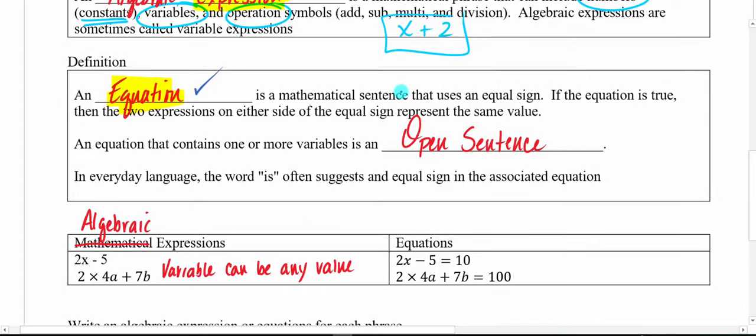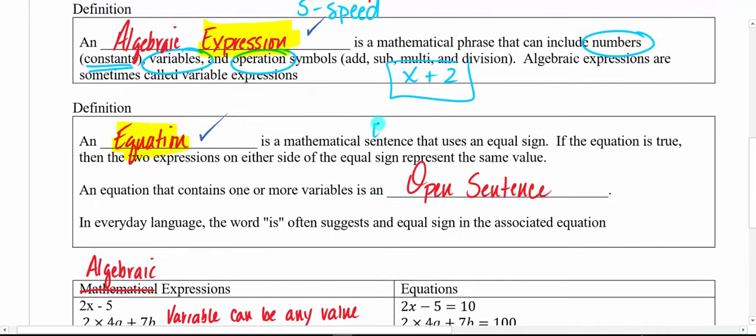It's a mathematical sentence or expression that has an equal sign, okay? If the equation is true, right, then the 2 expressions on either side of the equal sign represent the same value, meaning that they will end up being the same thing. So if we take our expression from before, x plus 2, we had an equal sign. Let's pick a number for the other side of the equal sign. Let's pick a number of 4.